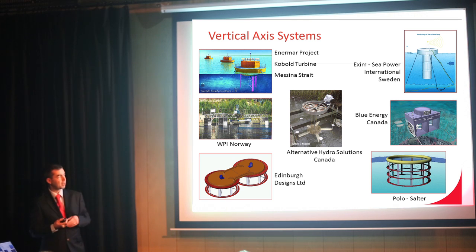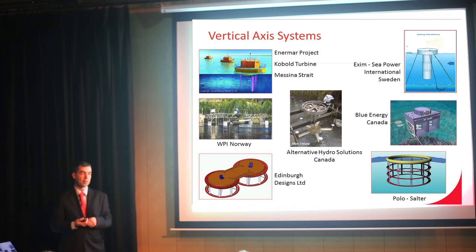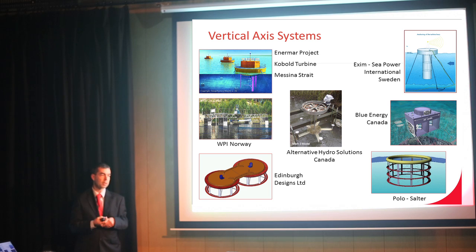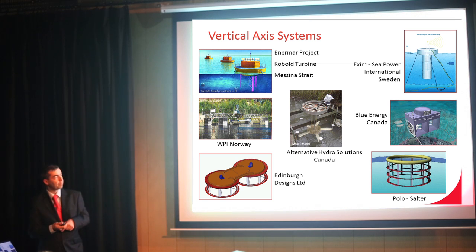One of the big advantages that vertical axis systems have is that potentially the generating equipment, everything that's electrical, can be put on the water surface, making maintenance requirements significantly less. Okay, you don't have to submerge everything under the water because it's orientated vertically. It gives you a big advantage in that respect.